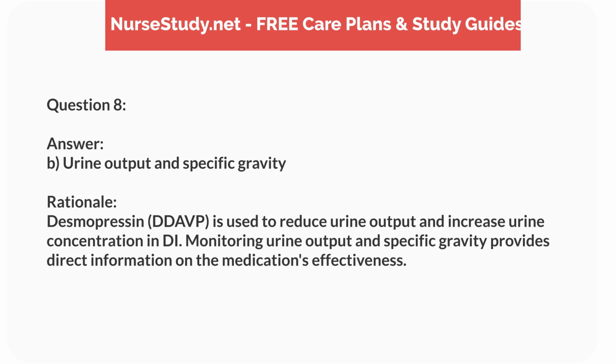Answer: B. Urine output and specific gravity. Rationale: desmopressin is used to reduce urine output and increase urine concentration in DI. Monitoring urine output and specific gravity provides direct information on the medication's effectiveness.